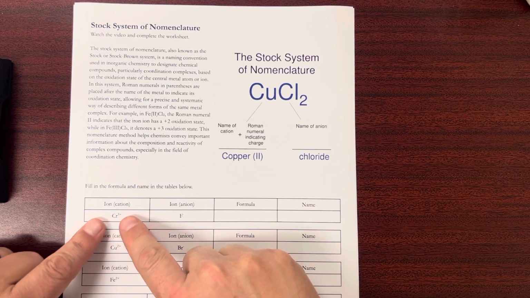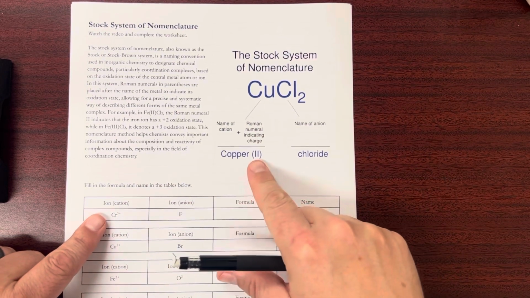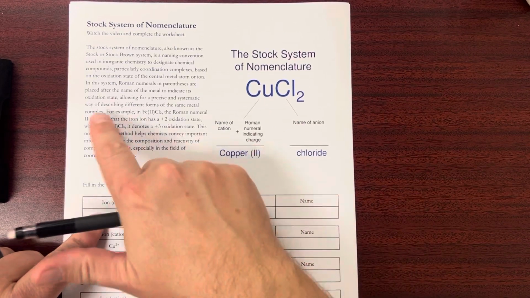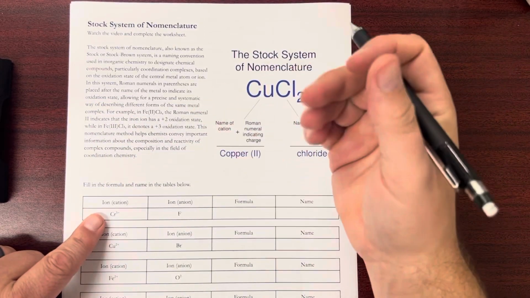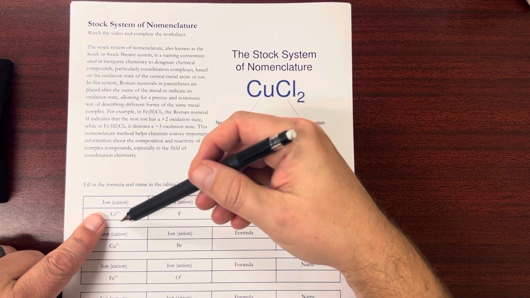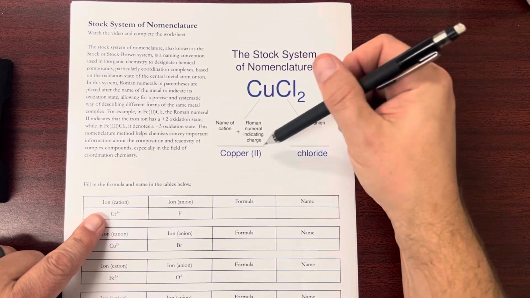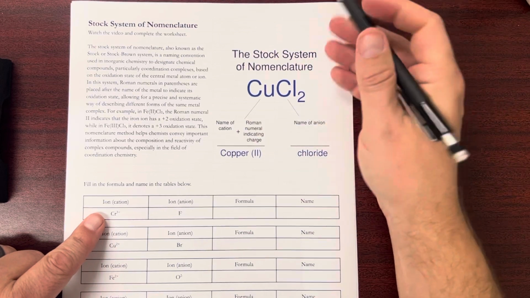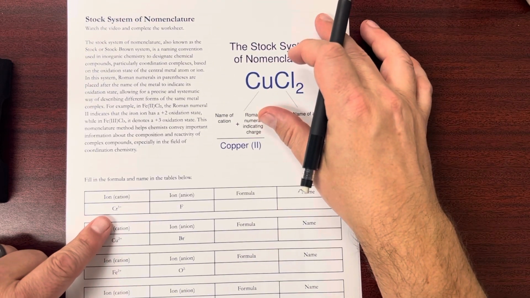Now, in stock system of nomenclature, I'll have cations, positively charged, that I'm going to have to use a Roman numeral for. And this is because we have different oxidation states. You don't have to know what that is right now, but basically there's different types of these cations. And to distinguish one from the other, we're using Roman numerals.